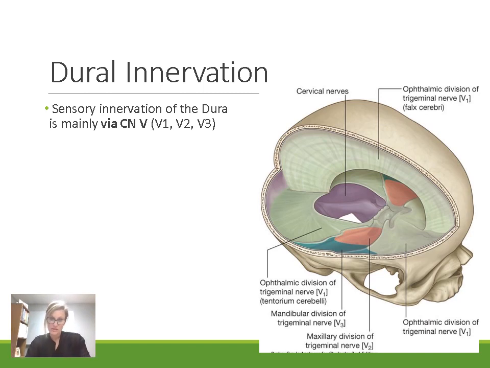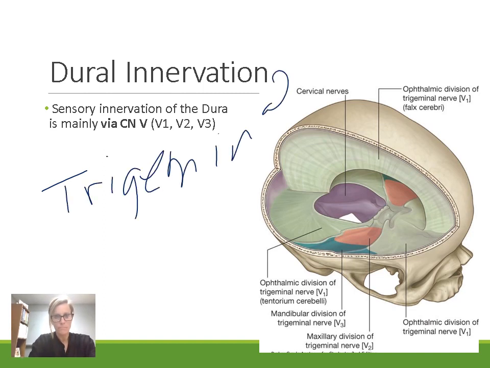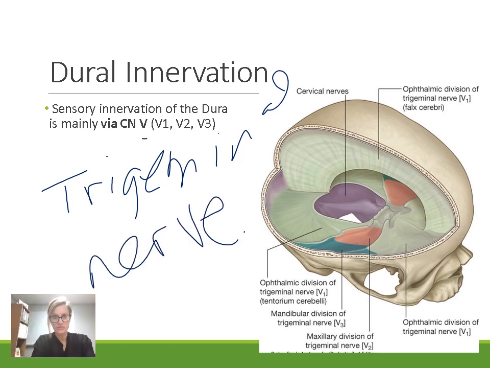There is sensory innervation to the dura. So when there's inflammation present in the area, we do sense that there are sensory fibers coming from the dura. Now the dura is innervated mostly by cranial nerve 5, right, the trigeminal nerve. Which you guys know has 3 branches, right? V1, V2, V3, which are the ophthalmic, maxillary, and mandibular. So 3 branches, right?